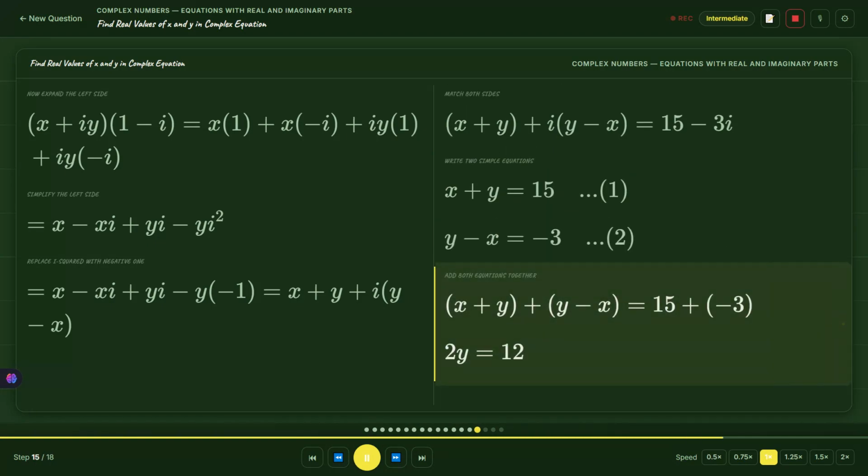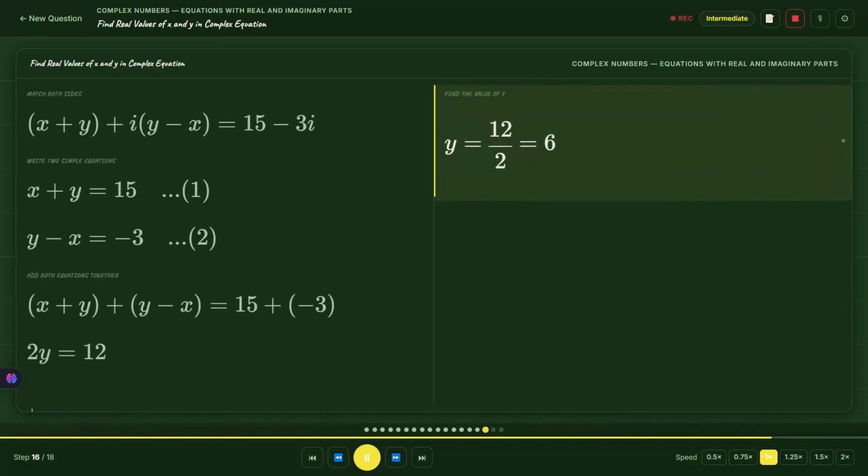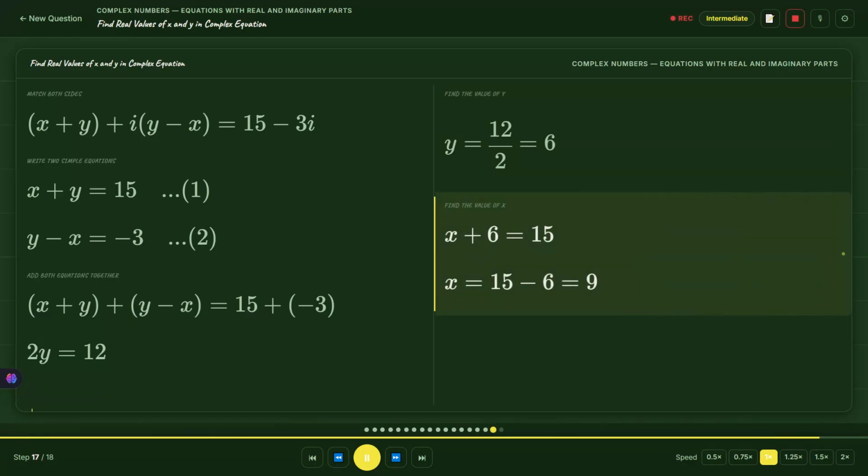A nice trick, if we add both equations, the x and -x cancel out. We are left with 2y equals 12. 12 split into 2 equal parts gives us 6. So y equals 6. Now put y equals 6 back into our first equation. x plus 6 equals 15. So x equals 15 take away 6, which is 9.